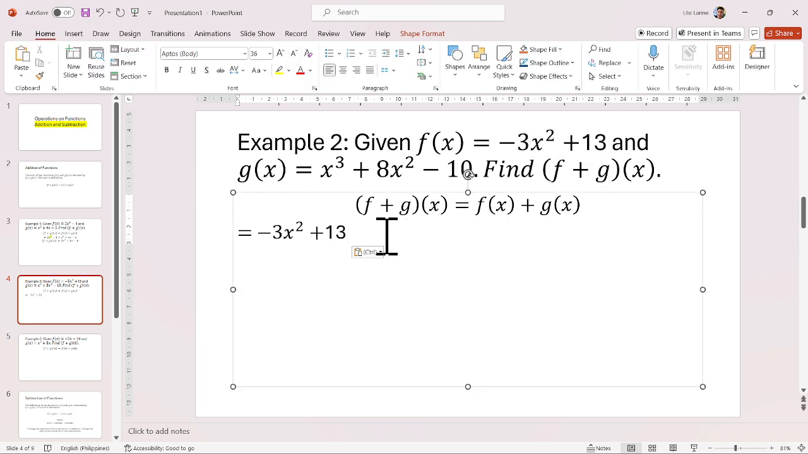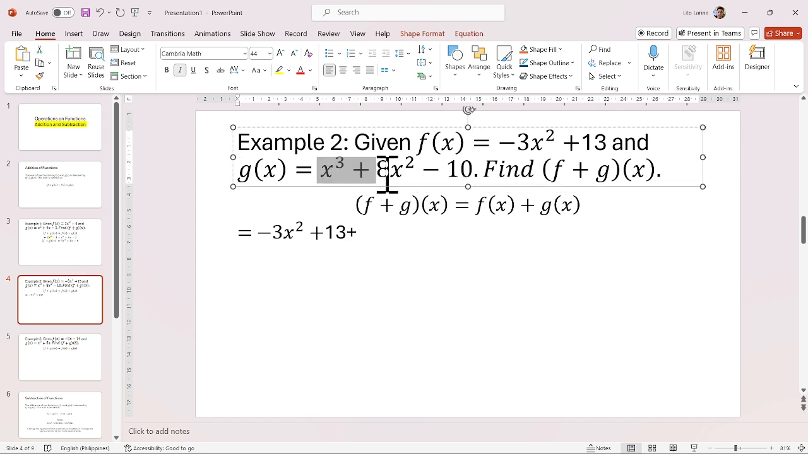Okay, in some cases we put the expression in parentheses, but we can also not do that. It's okay that we will not put them in the parentheses, because this is still addition. Then we have plus the next expression, g of x, x cubed plus 8x squared minus 10.